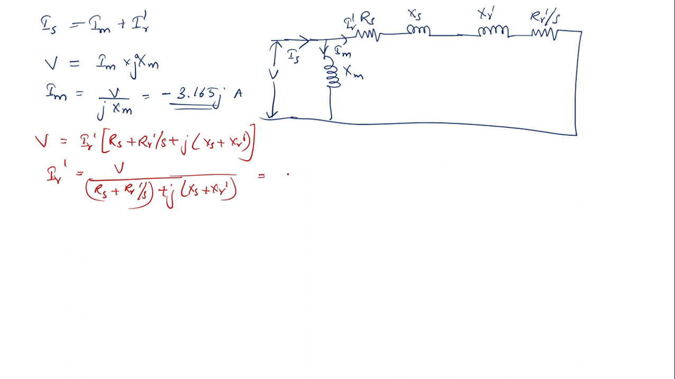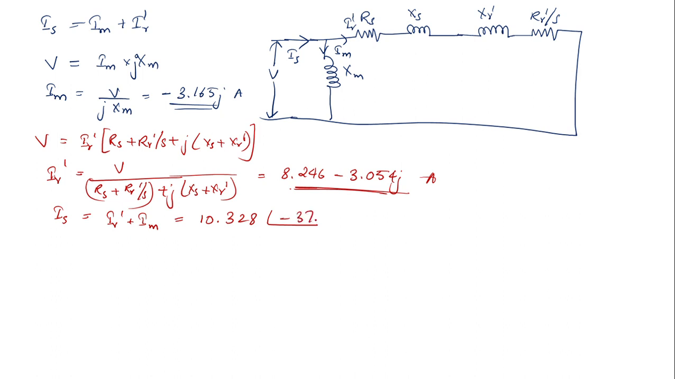On substituting and solving, you will get the value for current as 8.246 minus 3.054 J. You can just try and solve by substituting in your calculator. The voltage value is 253.2, don't forget that, and the slip is 0.2. Finally, to find the supply current, IS is equal to IR dash plus IM. Having found both, in polar form you get 10.328 angle minus 37 degrees amperes.